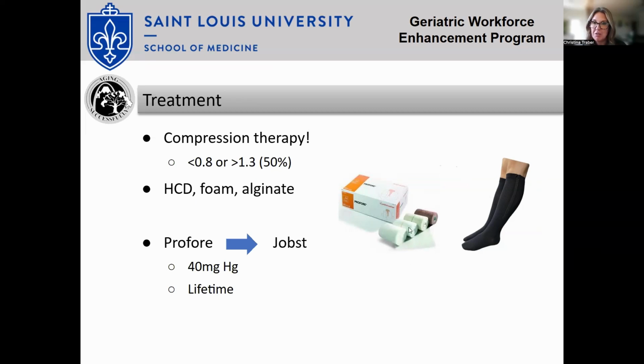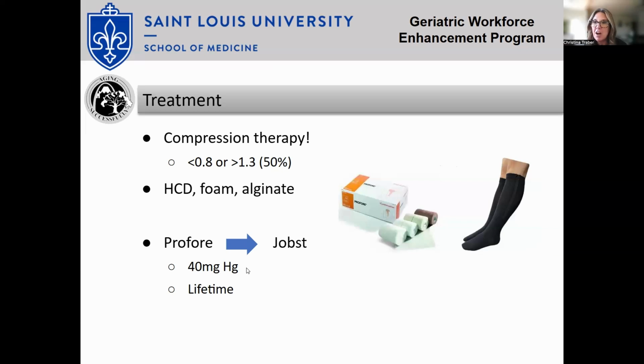A Pro-4 is a 4-layered system that goes on and really jump starts the compression. Once you get a majority of their edema out and get to a maintenance area, you can switch to Jobst stockings or TED hose, depending on how much edema they have. Typically, someone that truly has venous stasis disease requires the thicker Jobst stockings that are 40 millimeters of mercury pressure, as opposed to a TED hose, which tends to be more like 10 to 20.